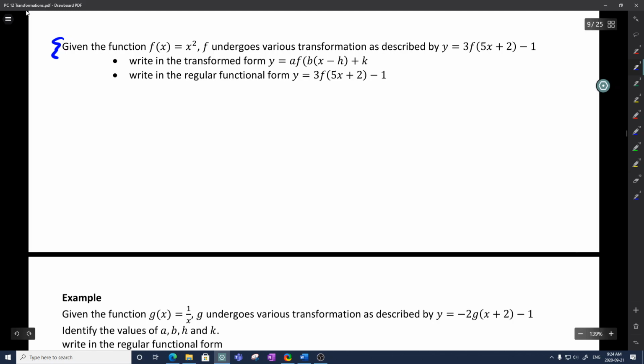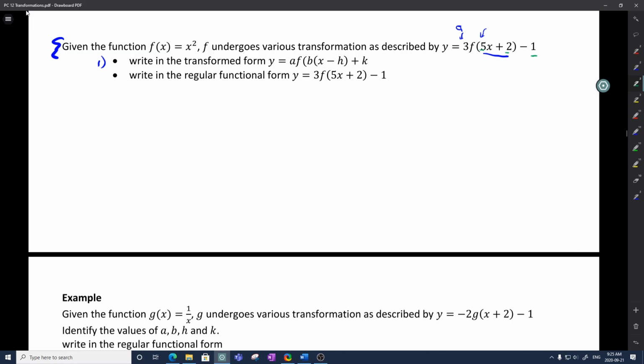Our first order of business here, I'm going to call this number 1, is we're going to write in the transform form. All right. On first appearance, definitely a is equal to 3 because that's what's multiplying my function f. Now, we have to be careful. The coefficient in front of the x is not 1, it's 5. So we're going to have to factor out that 5. And by the way, this looks like it's k. So this, number 2, will be affected by when we factor out the 5.